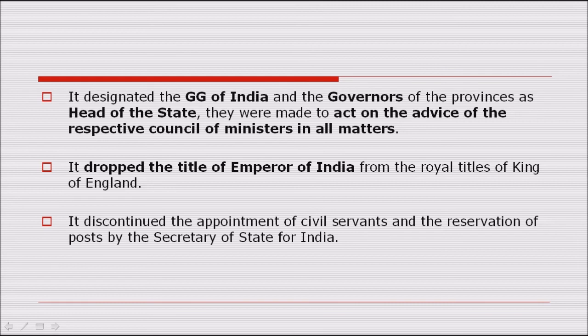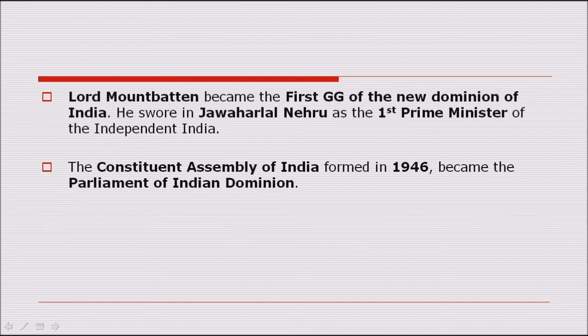It dropped the title of Emperor of India from the royal titles of England, and it discontinued the appointment of civil servants and the reservation of posts by the Secretary of State for India. Lord Mountbatten became the first Governor General of the Indian Dominion, and he swore in Jawaharlal Nehru as the first Prime Minister of independent India. And the Constituent Assembly of India, formed in 1946, became the Parliament of the Indian Dominion. So whatever the Constituent Assembly was, it also became the Parliament of the Indian Dominion afterwards.